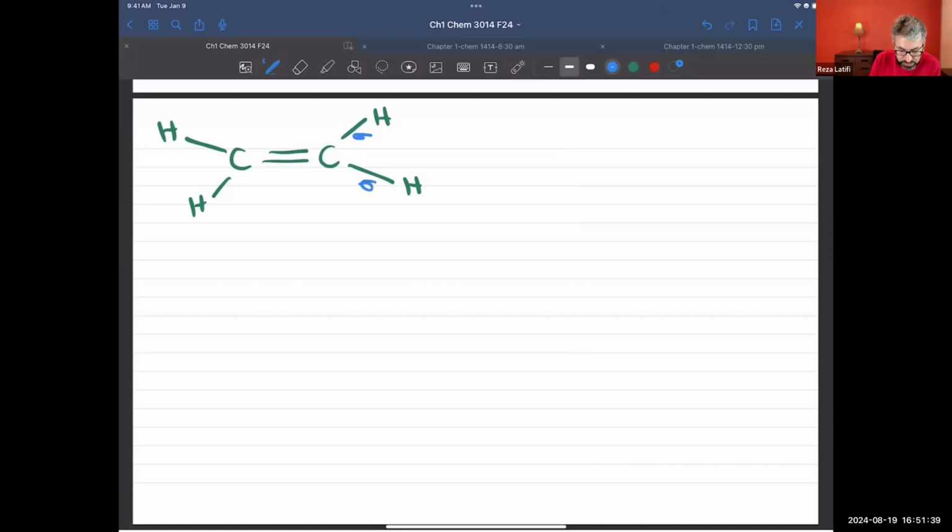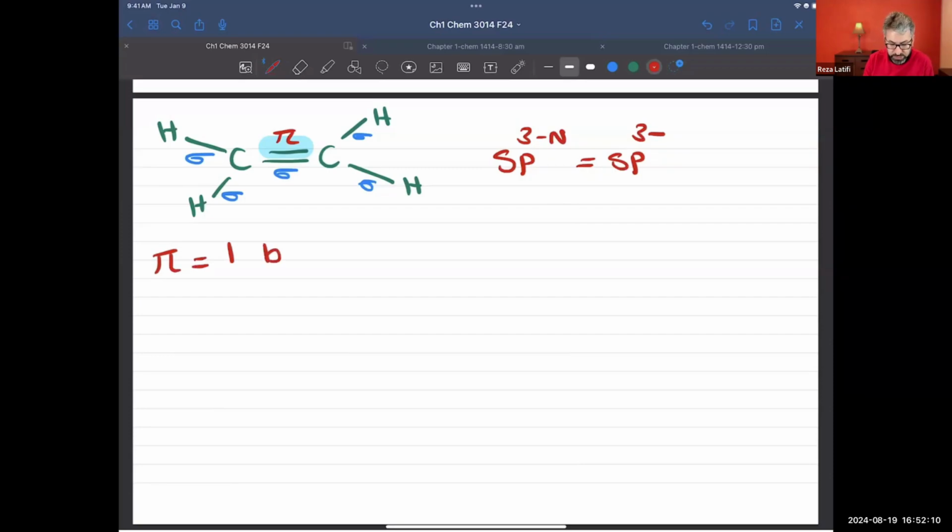Sigma, sigma, sigma, sigma, sigma. The first bond is always going to be sigma, always. Now, if you have a double bond or triple bond, the second and third will be pi bonds. So now that's going to be a pi bond. How do I get the hybridization for it? For any carbon, you will say sp3 minus n. How many pi bonds do we have? We have 1 pi bond. So the hybridization will be sp3 minus 1, which is sp2.